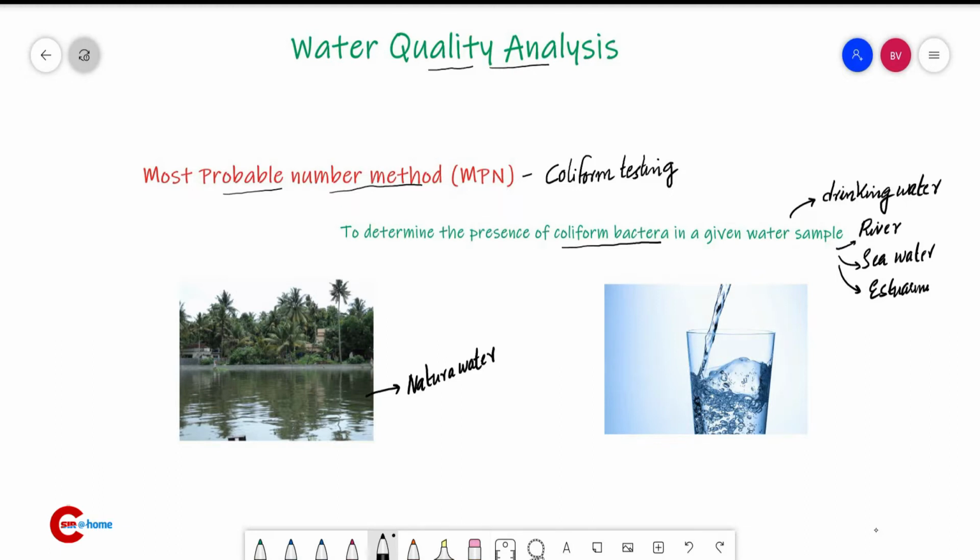We know that our riverine system is very much polluted. It undergoes microbial pollution from various sources. So this natural water contains a lot of pathogens. Some of the bacteria are pathogenic. It includes enteric pathogens. That means if the natural water is contaminated with fecal matter, it contains enteric pathogens. They cause diseases like bacillary dysentery, typhoid fever, cholera, paratyphoid fever, hemolytic uremic syndrome, etc. That means our aquatic environment is very much polluted. So this MPN method is used to understand how polluted our natural water body is.